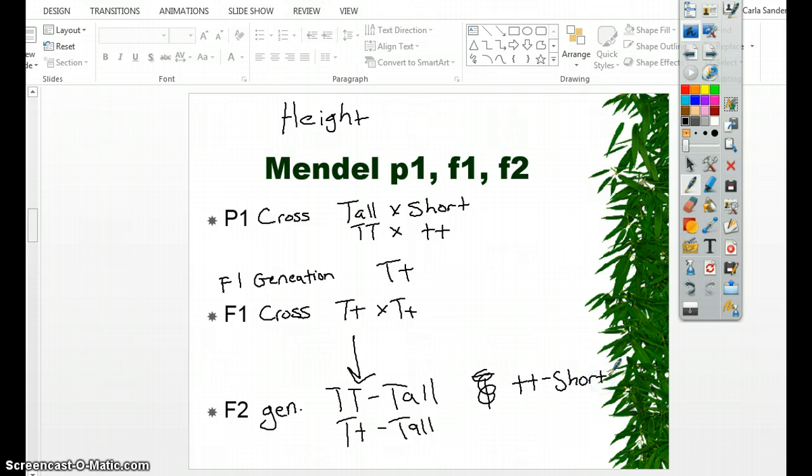His F2 generation had talls and shorts. So the trait that disappeared at the F1 came back in the F2. It did not literally disappear. It was just hidden. That big T literally covered it up. That dominant gene literally covered it up. It could not be expressed.